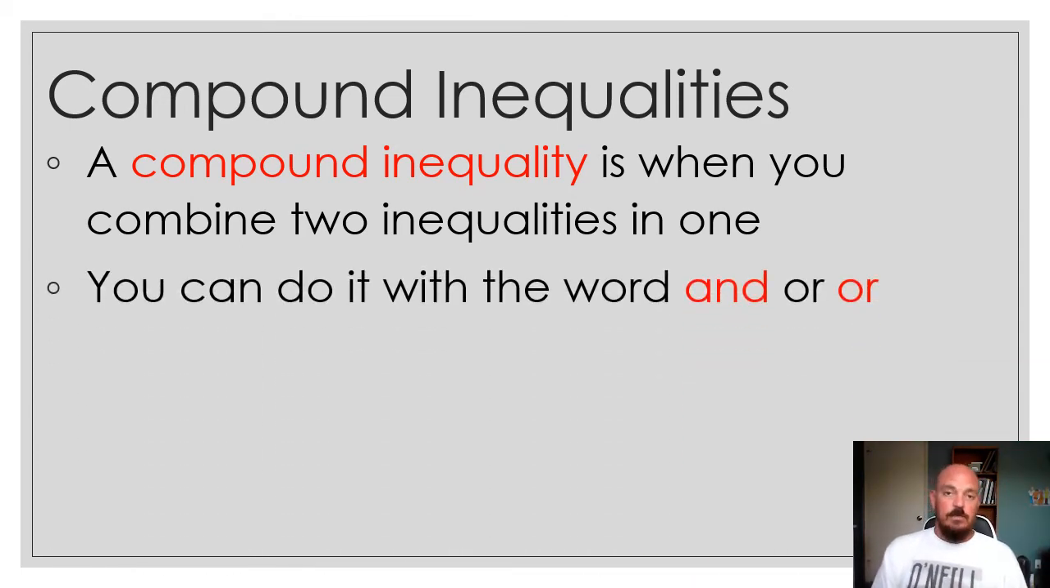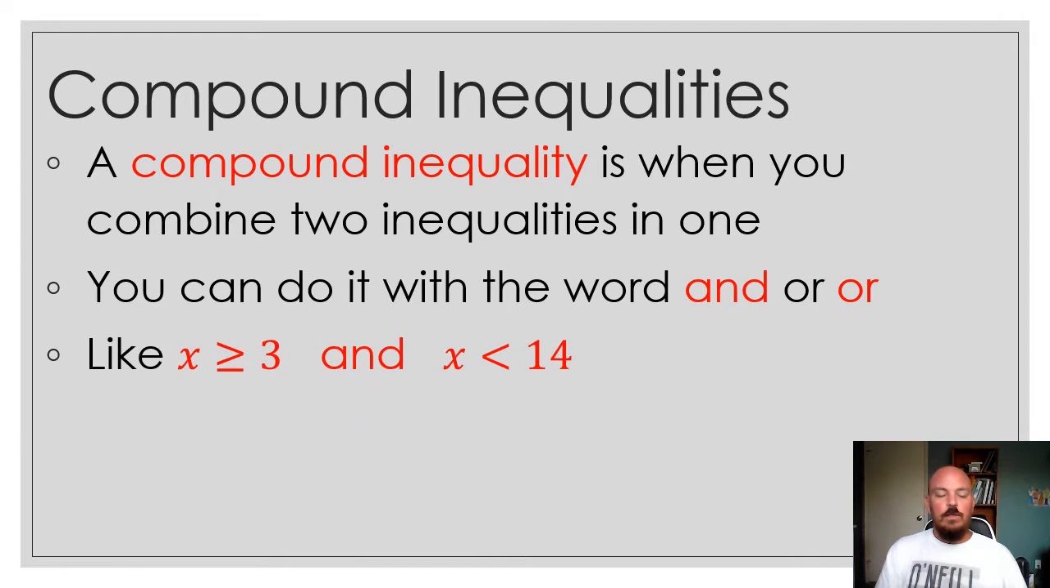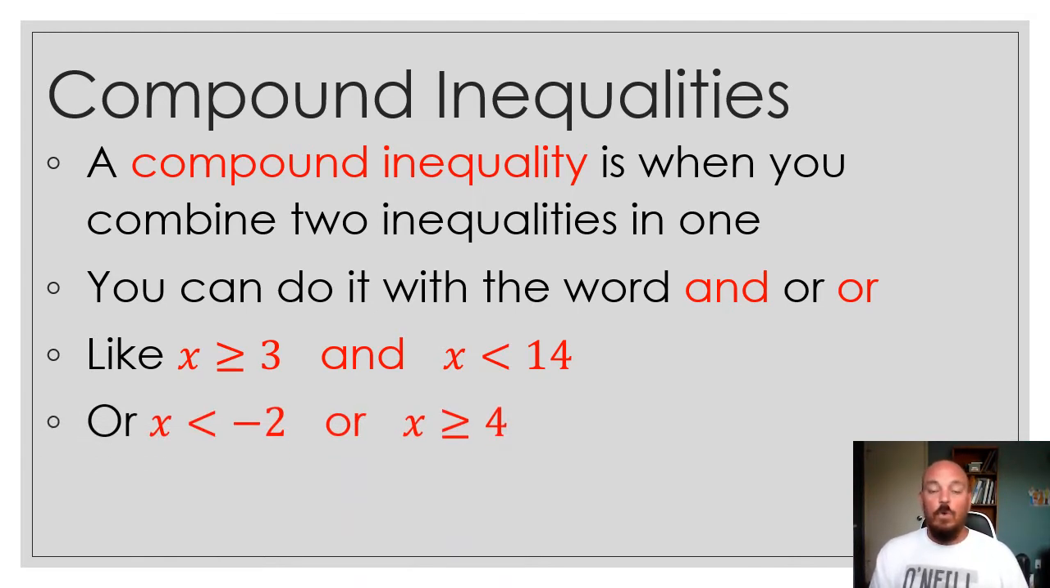Now, one way to do it is actually just using the word "and" or the word "or." So you can say this inequality and that inequality, and you've combined two into one. Or you could say this inequality or that inequality, and you've still kind of combined two into one. So one thing I could do is I could say x is greater than or equal to 3 and x is less than 14. That's an "and" compound inequality. Or I could say x is less than -2 or x is greater than or equal to 4.